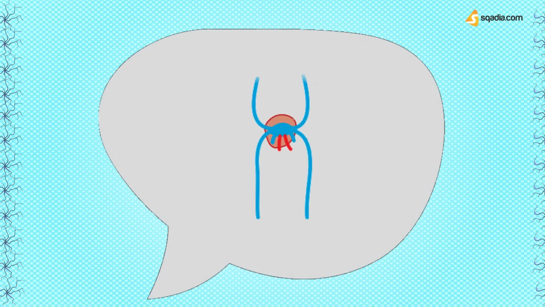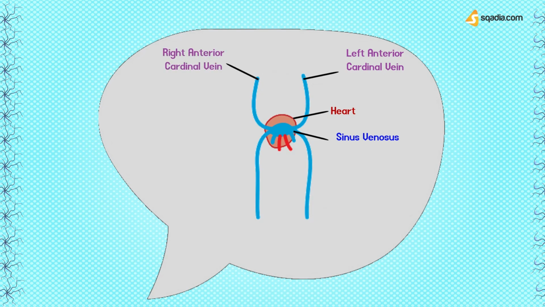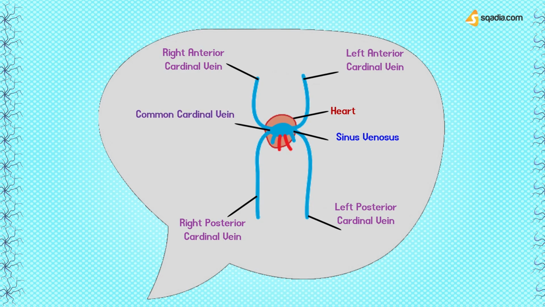This is the heart. This is the sinus venosus. This is the left anterior cardinal vein. This is the right anterior cardinal vein. This is the right posterior cardinal vein. This is the left posterior cardinal vein. The common cardinal vein on each side is formed by the union of the anterior and posterior cardinal veins. So, common cardinal vein.